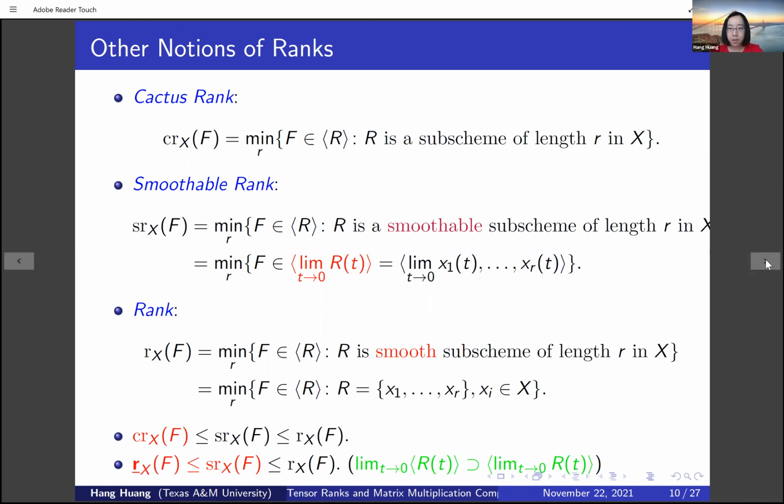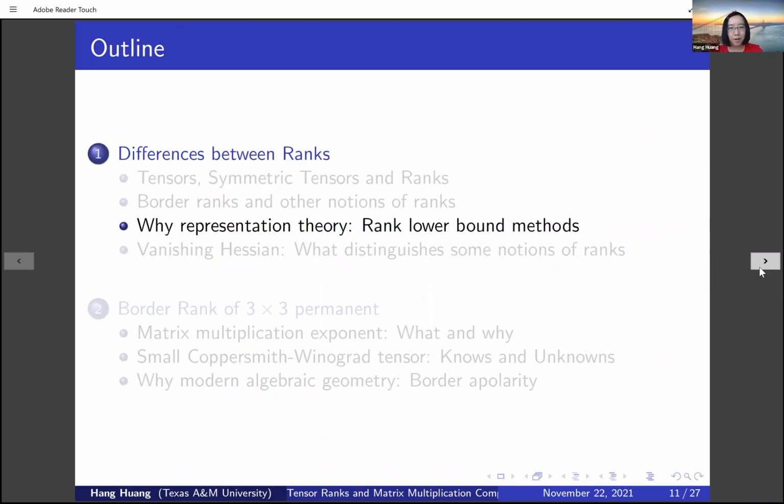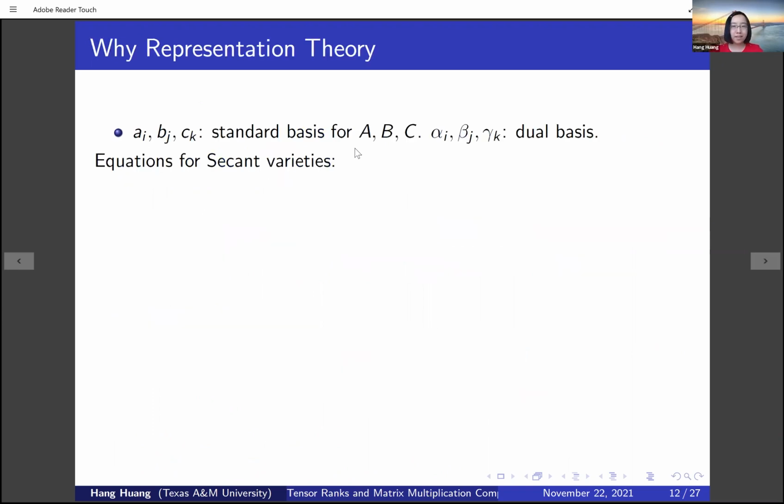The most popular lower bound method for finding these ranks is, for instance, let me use the border rank as an example. If I know the defining equations for all secant varieties, then I will know the border rank for all points, because the border rank tests whether your point is in the secant variety or not. So if I know the equations, I can just plug my points into the equations.